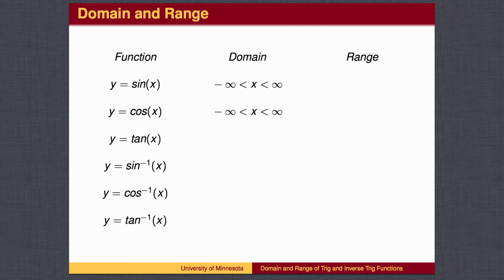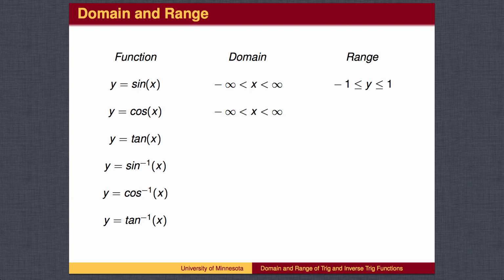The range of the sine function is all possible output values. The sine values are found by finding the vertical distance on the unit circle corresponding to an angle. The unit circle has its highest value at 1, which occurs at 90 degrees, and its lowest value at negative 1, which occurs at negative 90 degrees. The range of the sine function is therefore all numbers between negative 1 and 1.